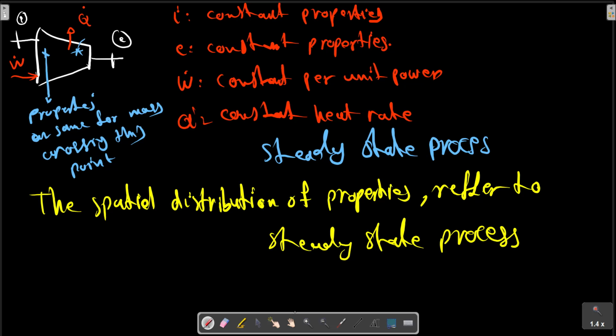Since this is an introductory book, we will use the term steady-state process for both. The student should realize that the terms steady-state process and steady flow process are both used extensively in the literature.